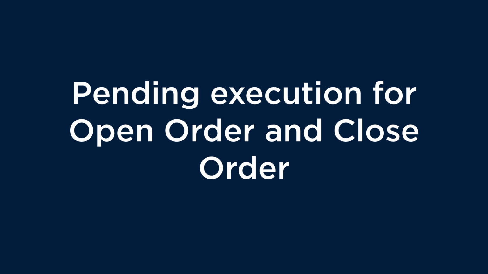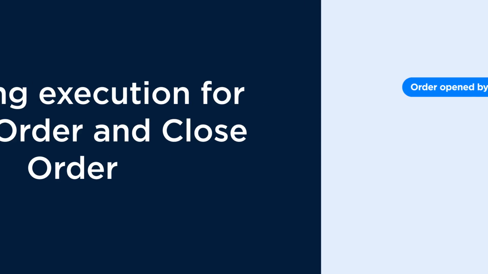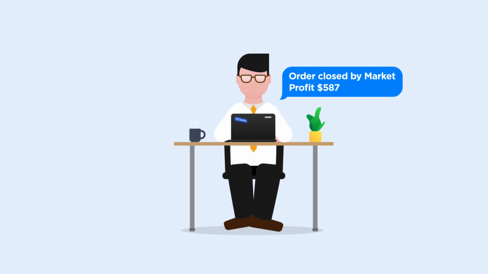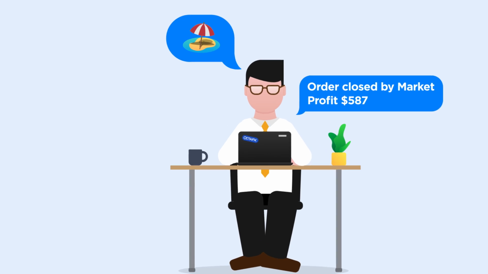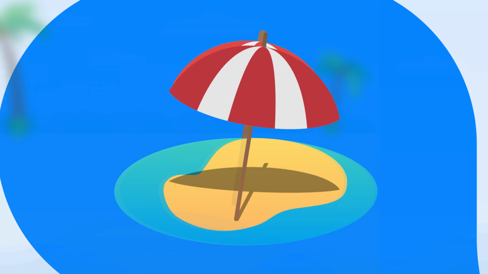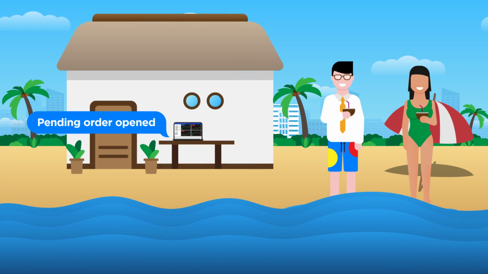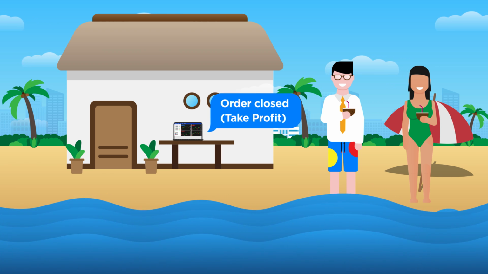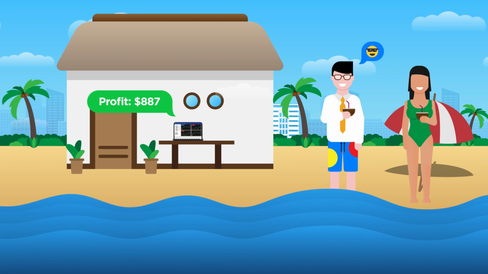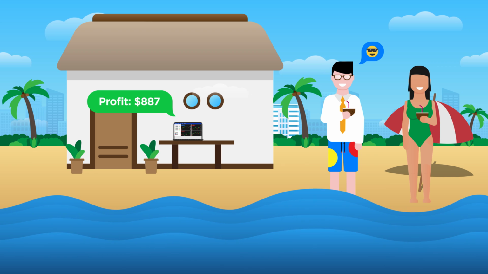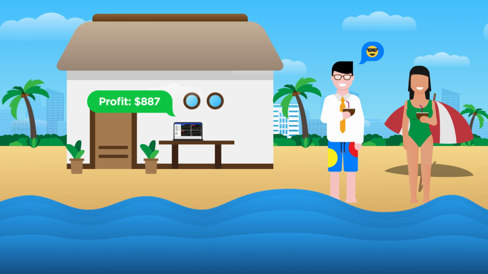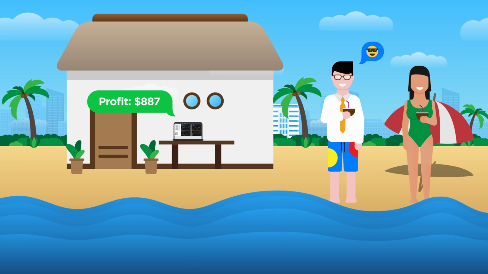Pending execution for open order and close order. Every time you open an order via the MetaTrader platform, you can specify upper and lower price levels at which this order will be automatically closed. These thresholds are called take profit and stop loss. You can also create pending orders. These open automatically when the price hits the level you specified. These orders are called limit order and stop order.